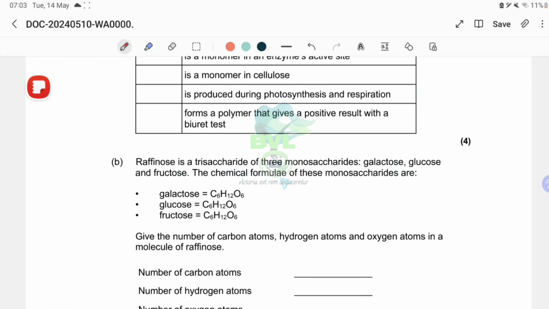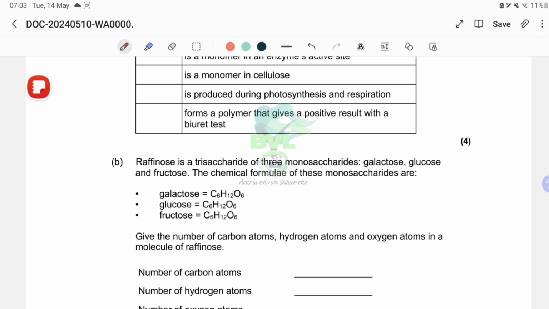The next question says raffinose is a trisaccharide, which means it has 3 sugars: galactose, glucose, and fructose. The chemical formulae of these monosaccharides are stated below. Give the number of carbon, hydrogen, and oxygen atoms in a molecule of raffinose. You know that these will join together to form a whole long chain. So how many carbon, hydrogen, and oxygen atoms will you have, considering all of this? Pause the video here and think about that.